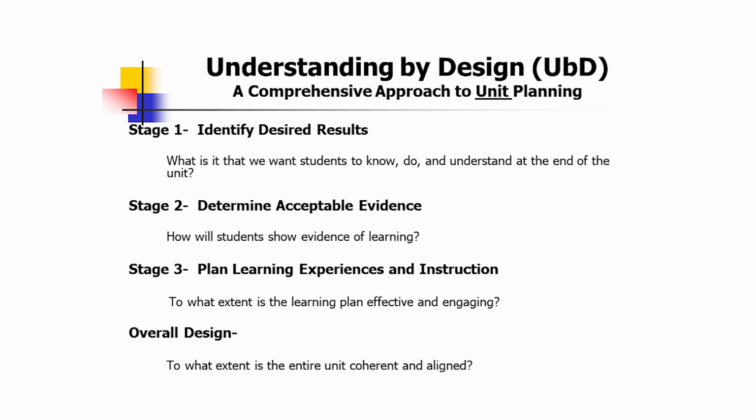Let's look at the 3 stages of UbD. Stage 1, identify desired results. What is it that we want students to know, do, and understand at the end of the unit? Stage 2, determine acceptable evidence. How will students show evidence of learning?